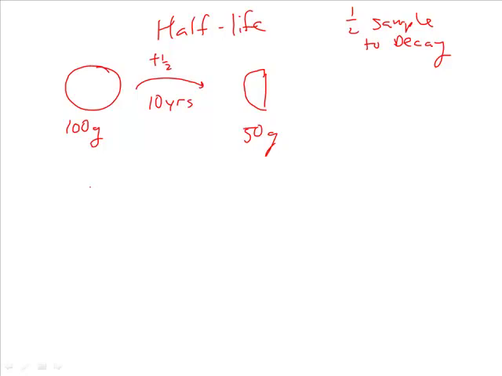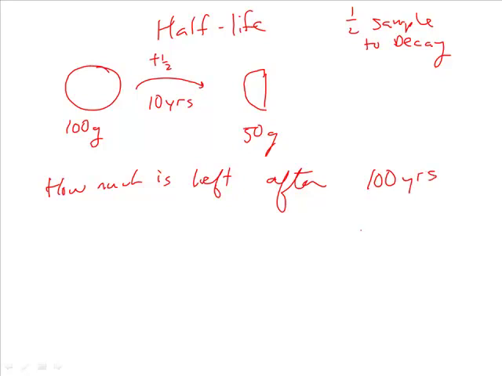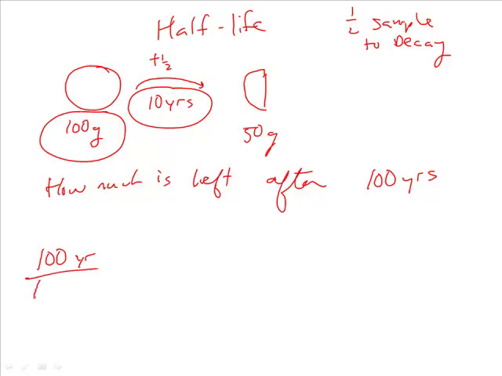Now, different half-life problems might ask how much is left after 100 years. So if the half-life is 10 years and you have 100 grams, that's all they'll give you. So the way I can do this without a lot of equations, you start with 100 and you go, okay, there's 100 years and there's 10 years per half-life. So that's how many half-lives? 10 half-lives passed.